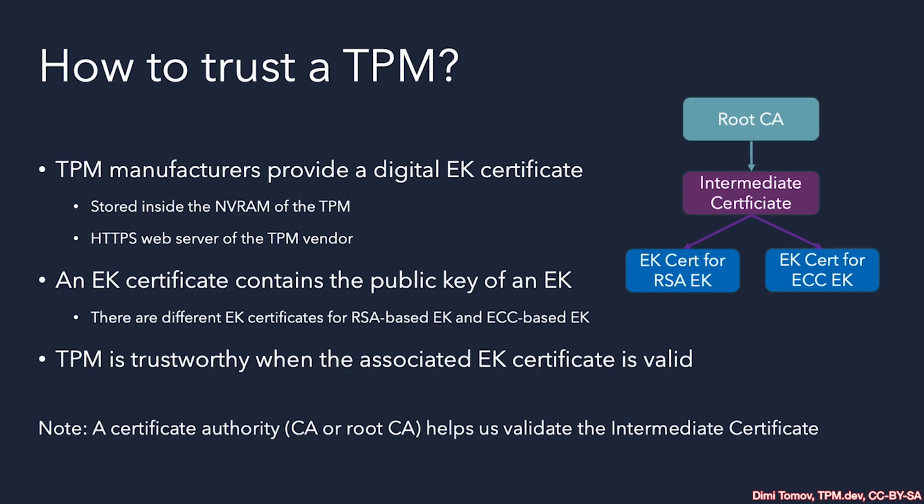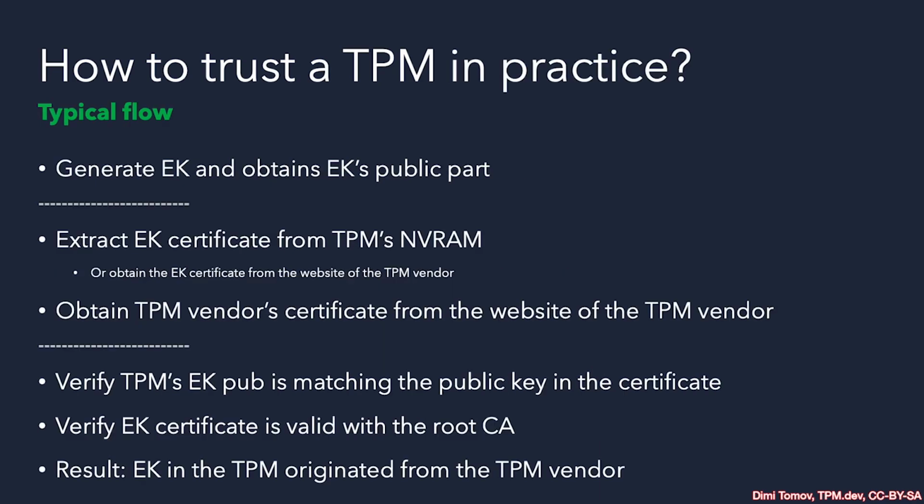We'll just look at the practical side of how to achieve the verification of a TPM device as genuine by using certificates. Here is the typical flow of the practical part of verifying a TPM. First, we need to generate the endorsement key and obtain the EK public part. Then, we need to obtain the EK certificate, and we can do that either from the TPM's NVRAM or from the vendor website. We'll give specific examples for the most common TPM vendors. Now that we have these two artifacts, the first step is to make sure that the public part of our TPM's endorsement key matches the key in the certificate.